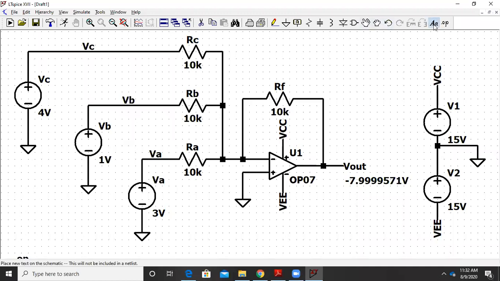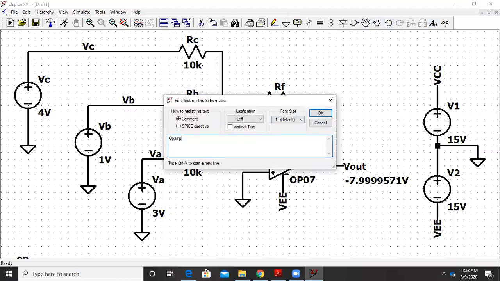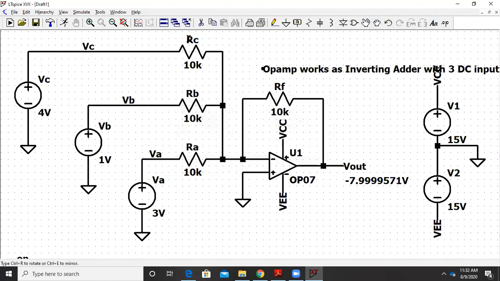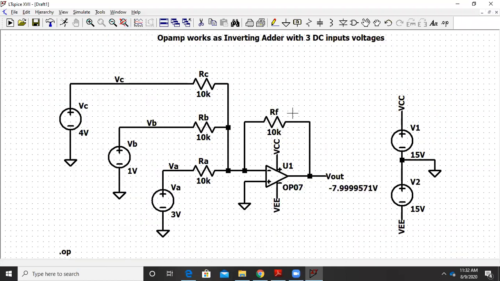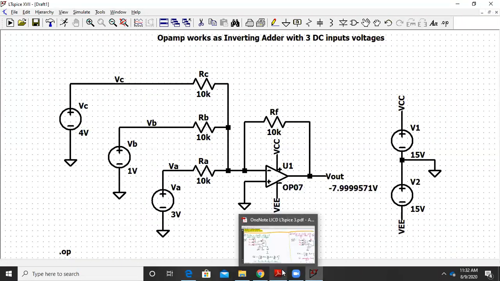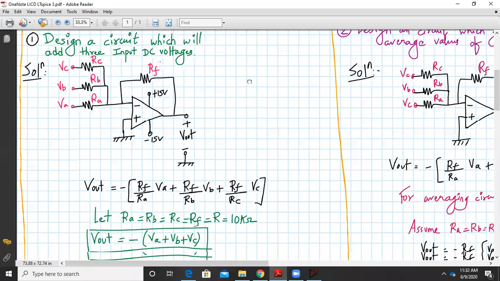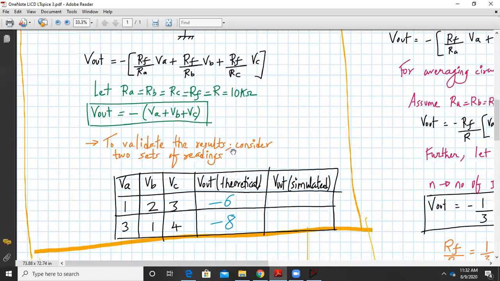So let me just write the heading: Op-amp works as inverting adder with 3 DC input voltages. So I can add this statement over here. Okay, very good. So our first design is complete, and we have validated our results. Let us move on to the second design.